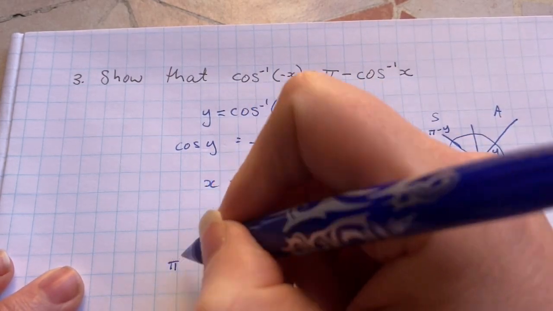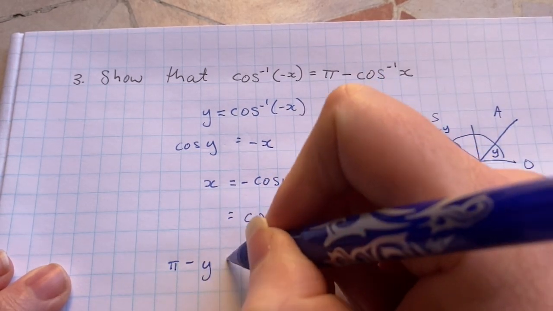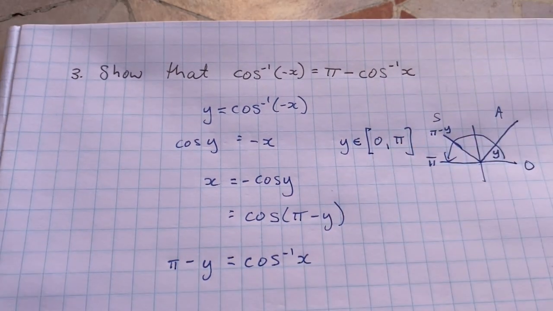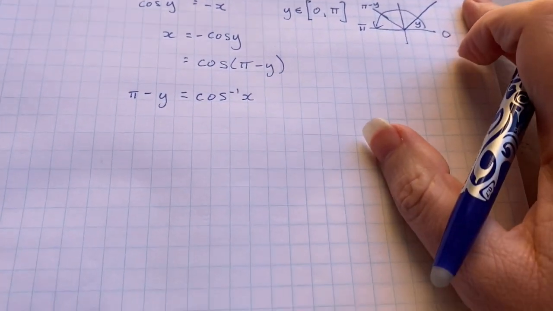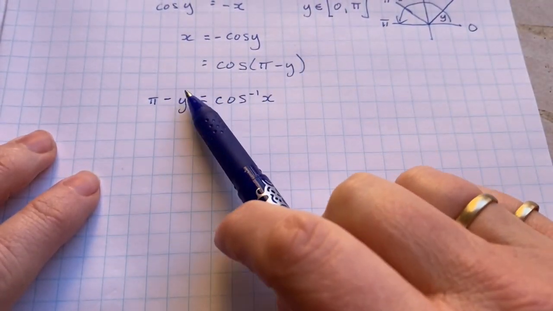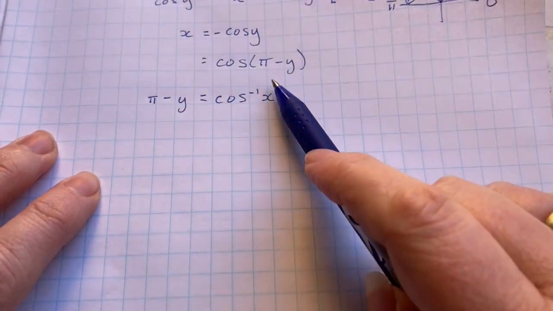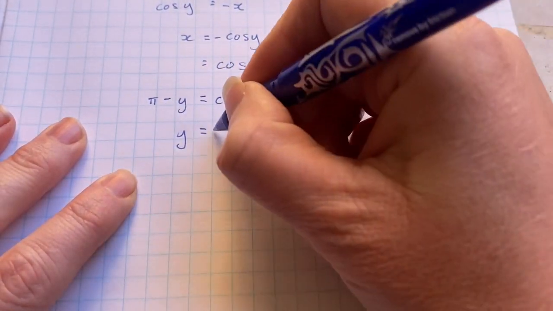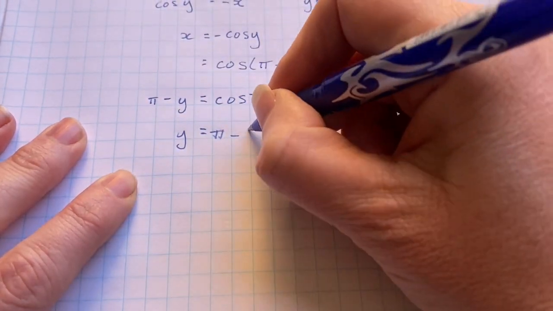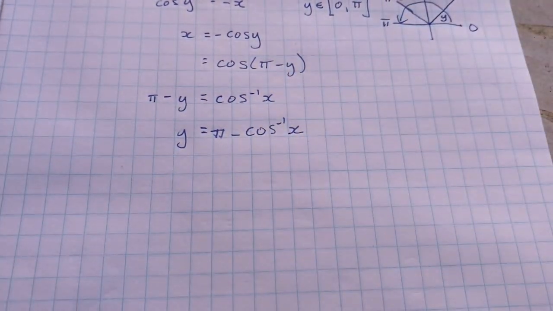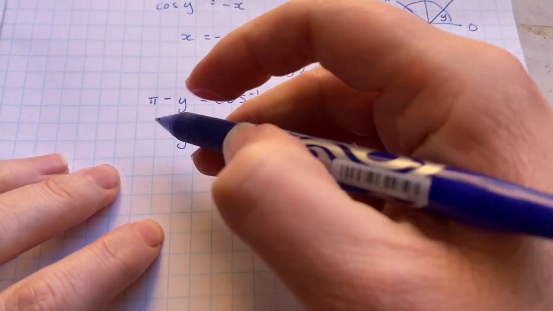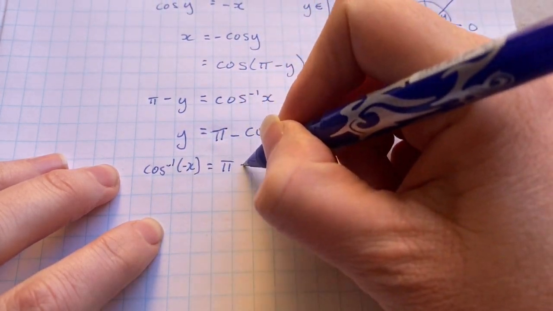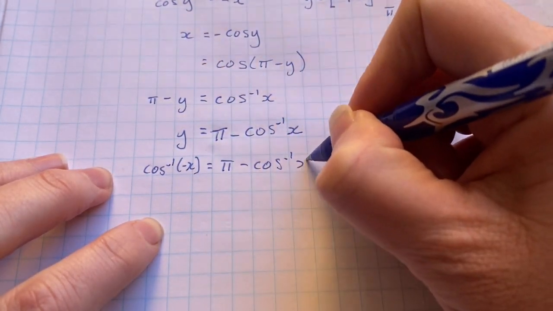Okay, let's turn that round. So pi minus y, taking cos inverse of each side, equals cos inverse of x. Now I'm just going to rearrange that to make y the subject. So I'm going to add the y and subtract the cos inverse. I'm going to turn it around again. So y, which is now over here, is pi minus cos inverse of x. So that is our proof. We know that y was cos inverse of negative x, and we've just shown that it's also equal to pi minus cos inverse of x.